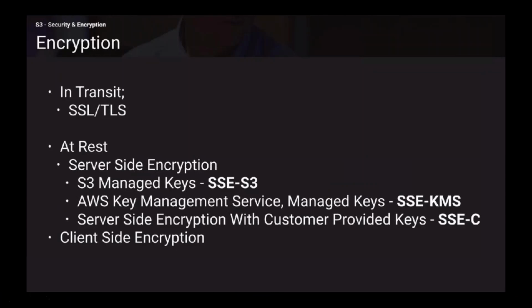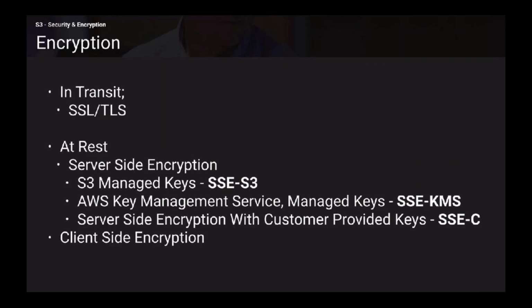So in encryption, we basically have two different types. While the data is in transit, I need to encrypt it. Also, while the data is at rest, I need to encrypt it. When the data is in transit, we use SSL or TLS methods, and while the data is at rest, we use server side encryption or client side encryption. In server side encryption, again, I have three different types: S3 managed keys, which is called SSE-S3, AWS Key Management Service, that is SSE-KMS, and then server side encryption with customer provided keys, that is SSE-C.